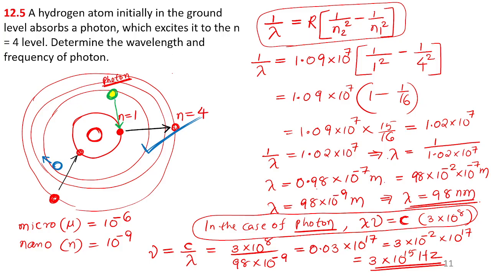Next step. In the next step, they are asking for the wavelength and frequency of the photon, right? So this formula is the most important formula. If we have found lambda, we can easily find out frequency, because lambda and nu are connected by an equation. We studied it in the photoelectric effect: lambda into nu equals c. Clear?